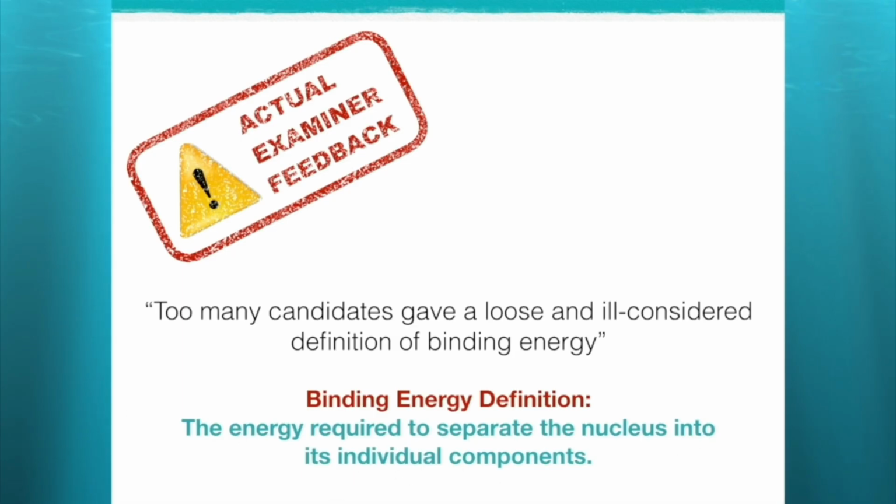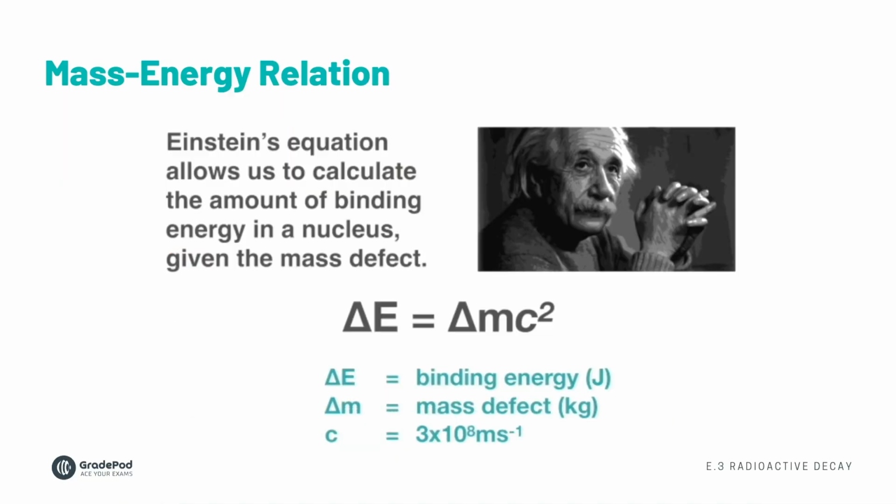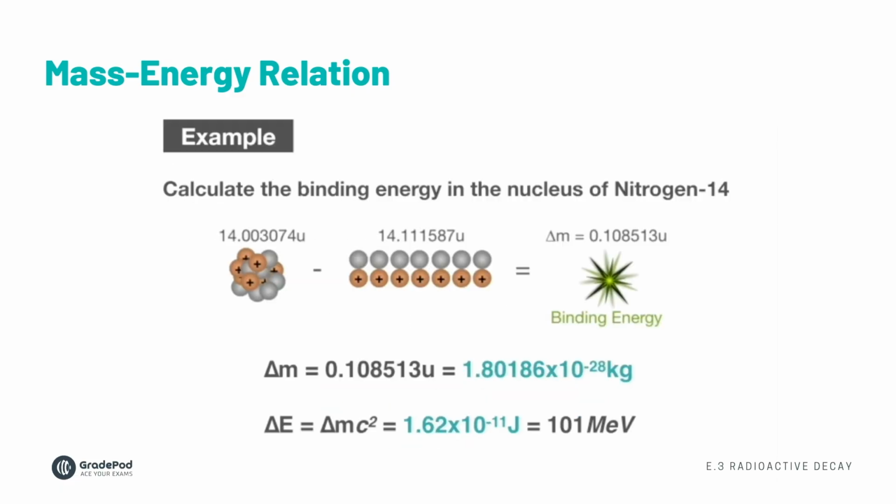What did Einstein do with that thought? He said that the missing mass turns into binding energy. And he came up with a very famous equation. He said that the change in energy, the binding energy, is equal to the missing mass, the mass defect, times c squared. E equals mc squared. And I'm sure you've heard that before. Let's have a look at this in use.